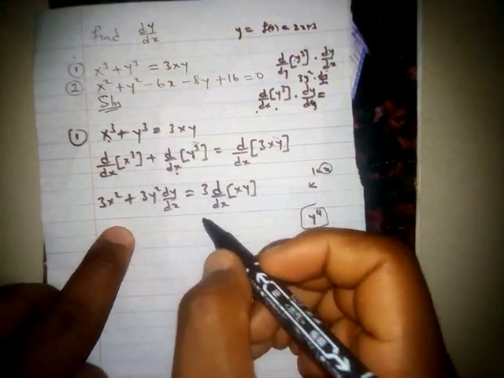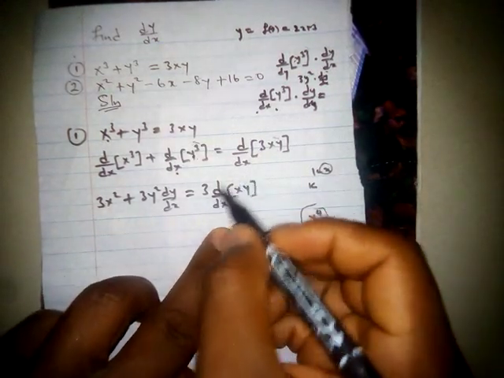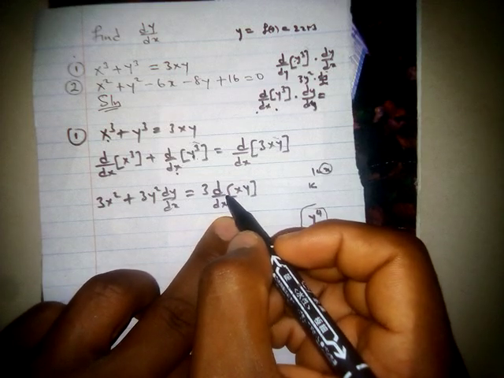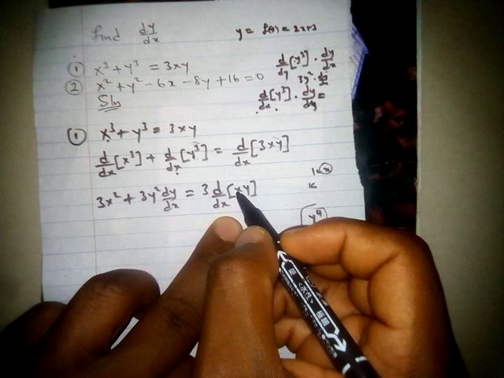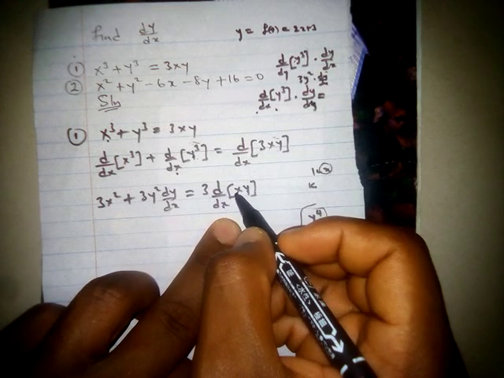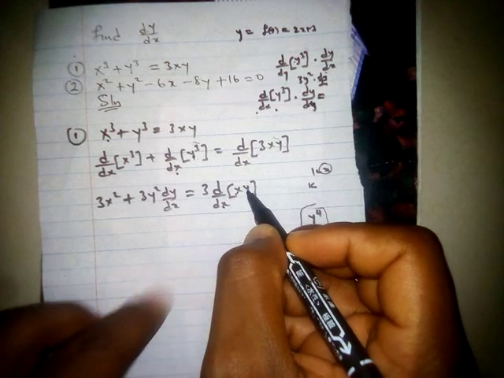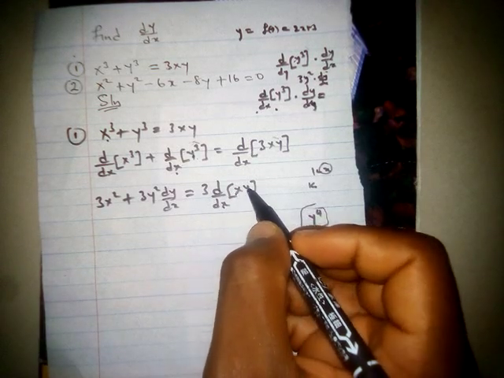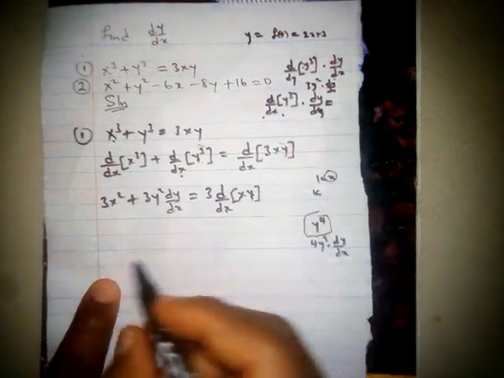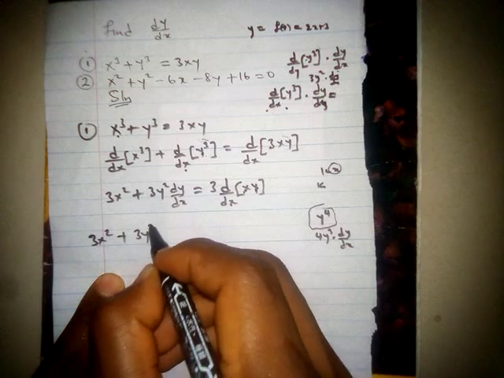Now what we have here, we haven't differentiated this yet, right? So we have to differentiate x and y with respect to x. Now we're going to use the product rule, because we are treating y as a function of x, and whenever we have two functions of x multiplying each other, we use the product rule. So here I'm going to have 3x squared plus 3y squared.